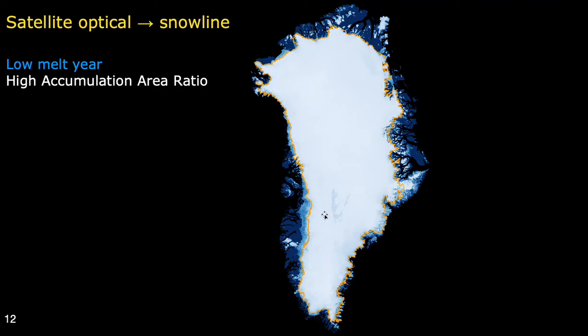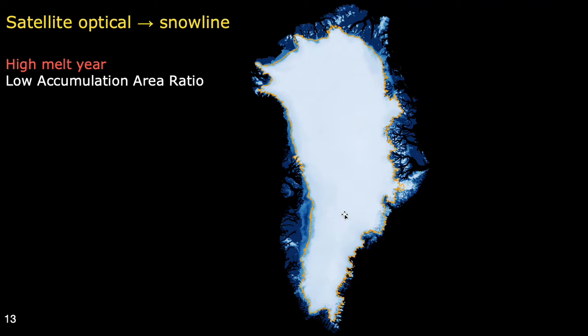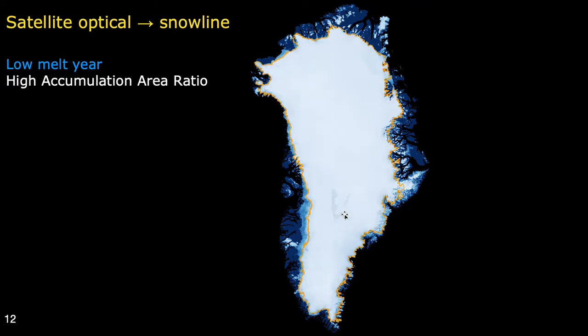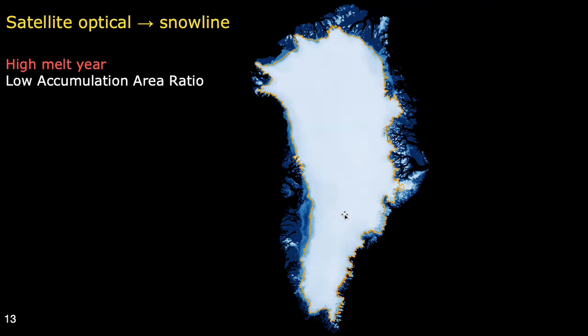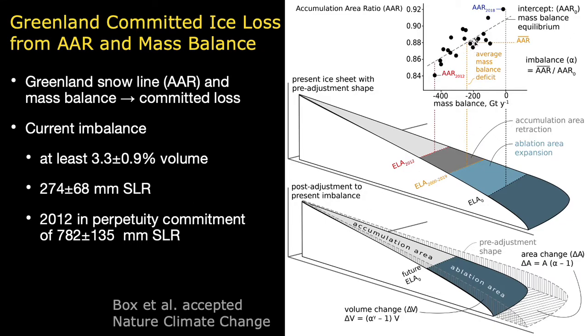So we can separate the snow-covered area, the bare ice area, using Sentinel-3 optical imagery. And here's an example of a low melt year where you have a relatively high accumulation area ratio. So the white area is relatively high as compared to the total area. In a high melt year, you have a lower accumulation area ratio, AAR. So AAR is a concept that's been worked with in glaciology for some decades, and we're applying it because it points to an equilibrium condition.